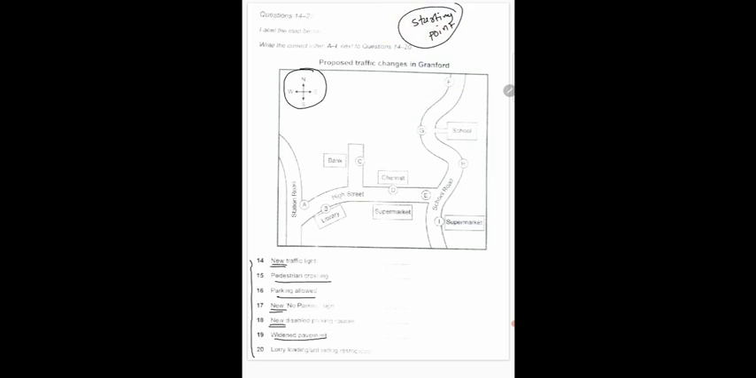Okay, so this slide shows a map of the central area of Granford with the High Street in the middle and School Road on the right. Now, we already have a set of traffic lights in the High Street at the junction with Station Road, but we're planning to have another set at the other end at the School Road junction to regulate the flow of traffic along the High Street.